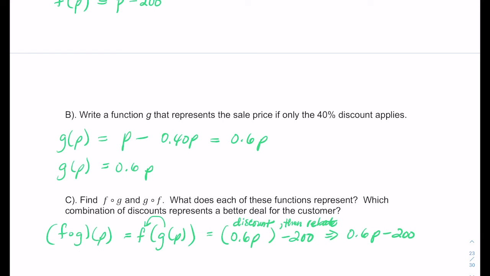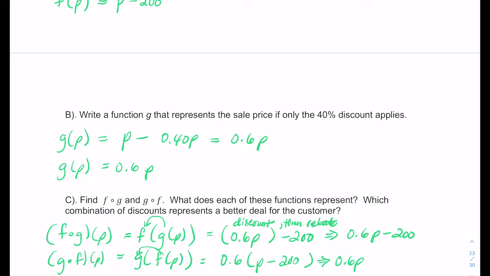So then to find g composed with f of p, it's g of f of p. So now I'm plugging f of p into g. So g is just 0.6 times p, and in place of p, I'm going to plug in f. So if I simplify this, I'm going to distribute 0.6 times p, and then 0.6 times negative 200 is negative 120. Okay, and this is when you have the rebate first. So here's the rebate. You're getting the price minus 200, the $200 rebate, and then they're taking 60% of that.